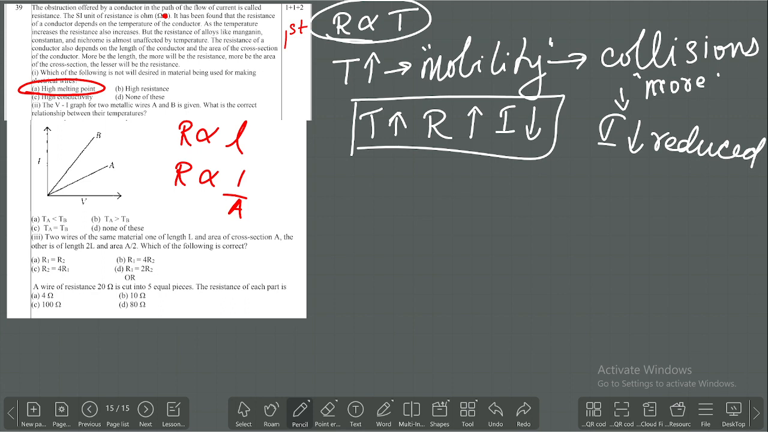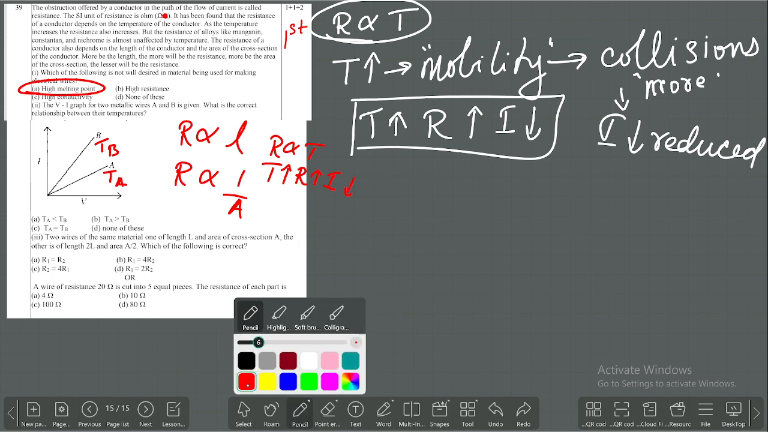The VI graph of two metallic bodies A and B is given. What is the correct relationship between their temperatures? So this is the wire for TA and this is the wire for TB. Clear? That means, as we said earlier, resistance is directly proportional to the temperature. If temperature is more, resistance also will be more and current flow will be less. So observe the graph carefully. In which graph, that means in which wire, more current is passing, and in which less current is passing.